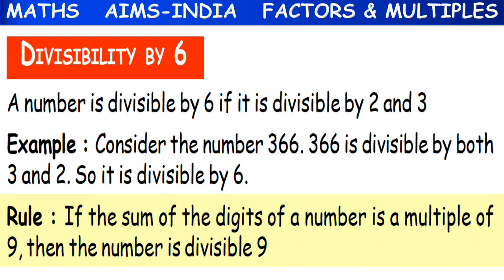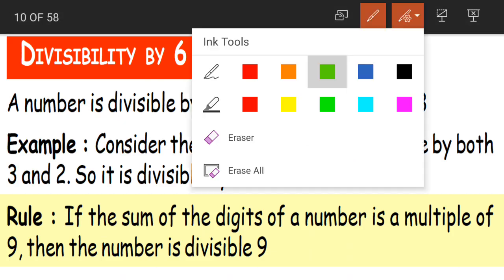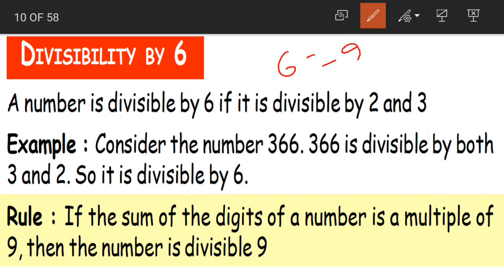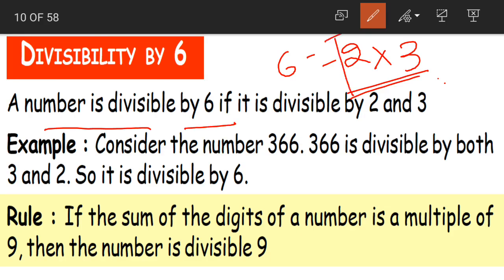Now coming to divisibility by 6. A number is divisible by 6 if it is divisible by 2 and 3. What are they saying? How can we write 6 in terms of a product? 6 is equal to 2 into 3. Yes or no? 6 is equal to 2 into 3. So a number becomes divisible by 6 if it is divisible by both 2 and 3.